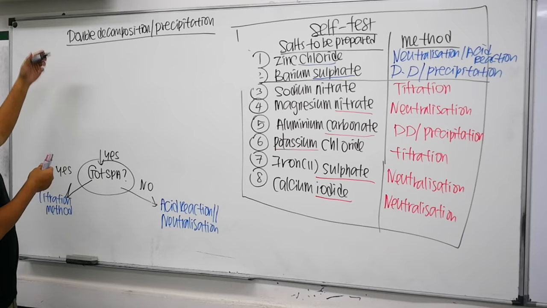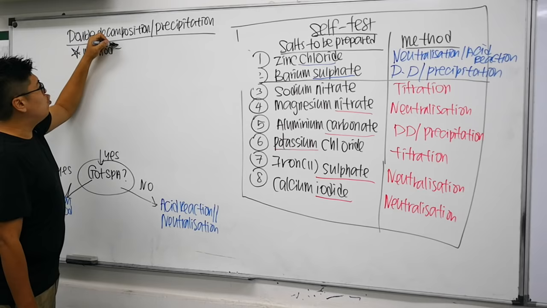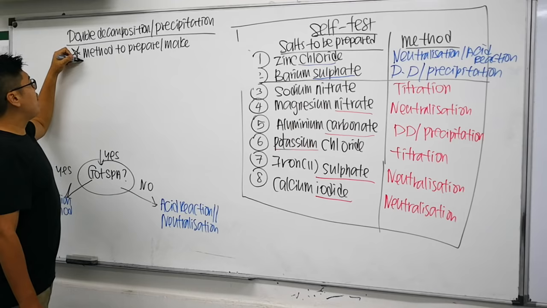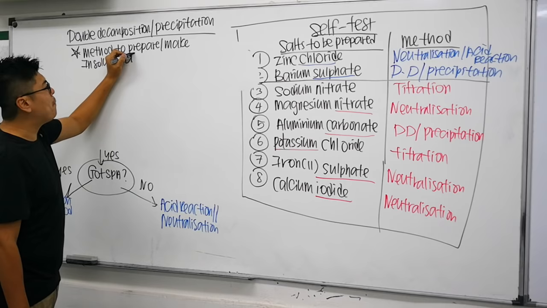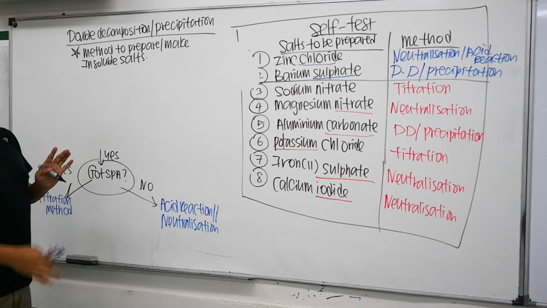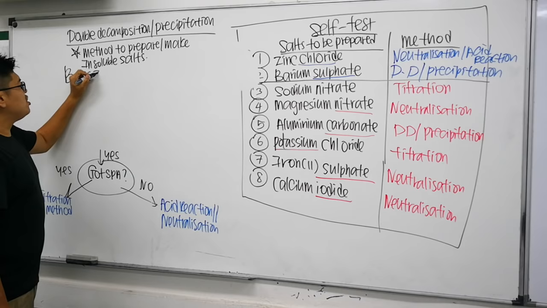Double decomposition method is the method for us to prepare or make insoluble salt. So whenever you want to make insoluble salt, the method is actually called double decomposition. Second, I want you to know what the idea is. Look at the basic idea first. When I say double decomposition, you need to do this.